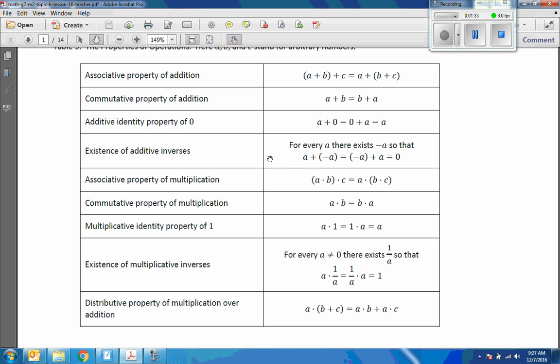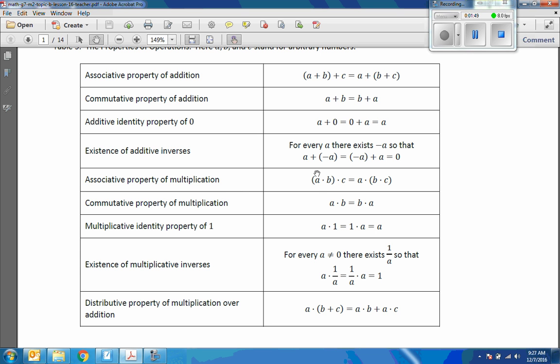Additive inverse means we're going to add the opposite to get an answer that's the identity, or 0. So 5 plus negative 5, or negative 5 plus 5, equals 0. That's the additive inverse.